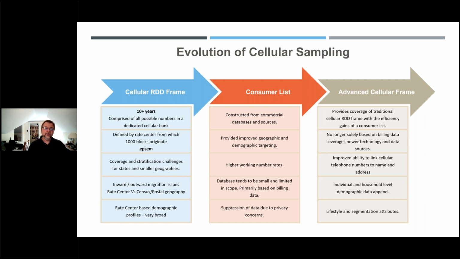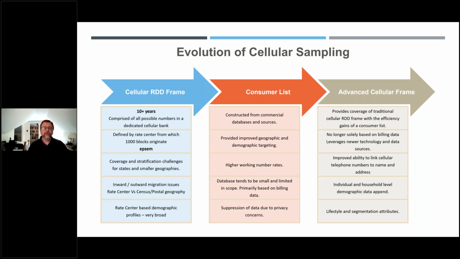And one thing to keep in mind about an RDD frame is it contains both listed numbers, which in the RDD frame were unidentifiable at that point, and unlisted numbers, which are numbers that are active but we don't know anything about, and then the unassigned numbers. But again, this RDD frame way back when really had no information in it beyond the telephone number. The RDD frame offered challenges in terms of geographic stratifications.